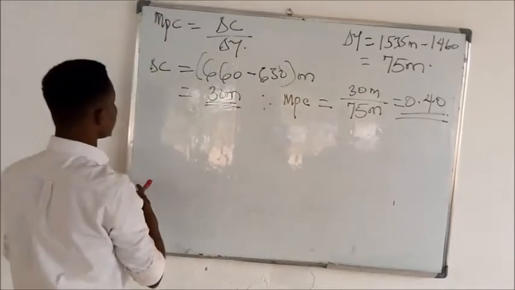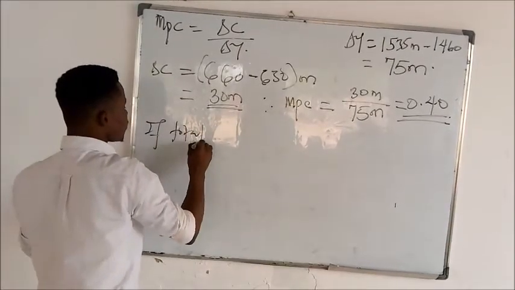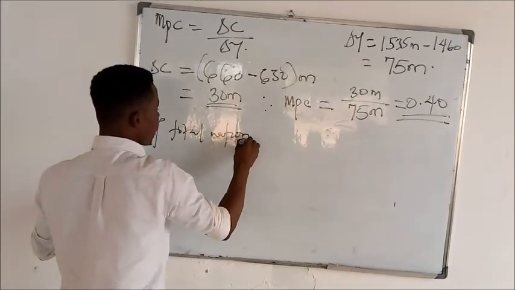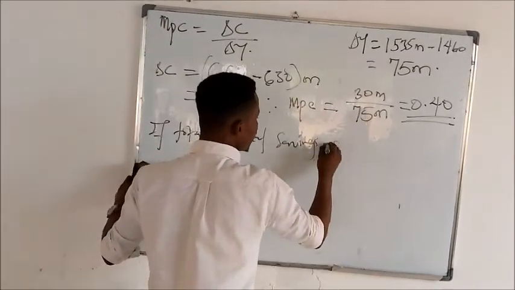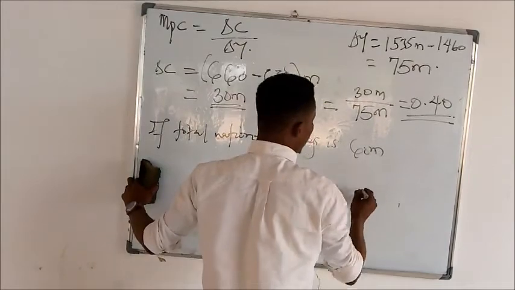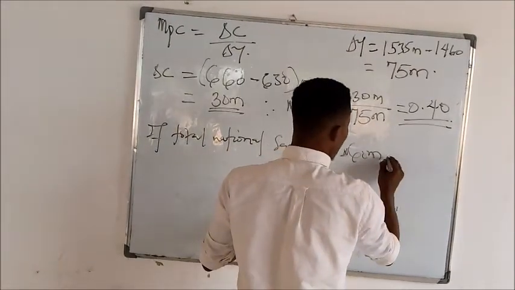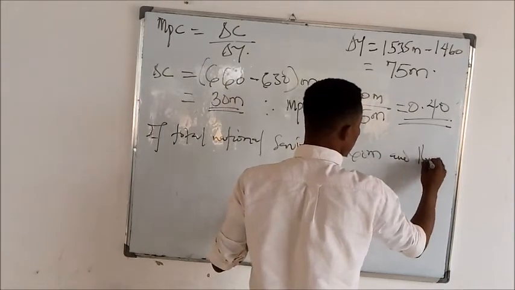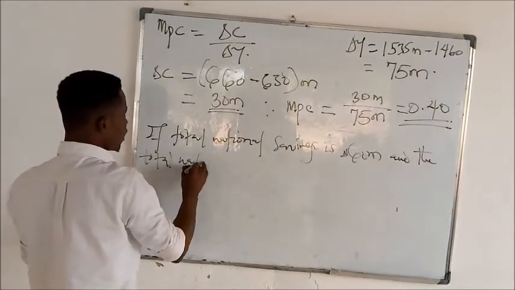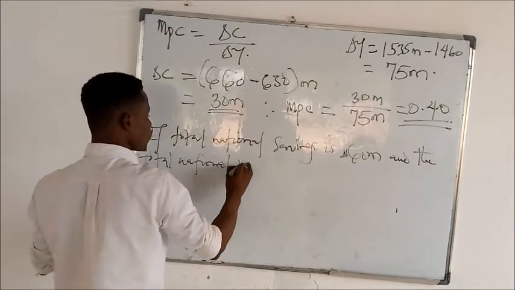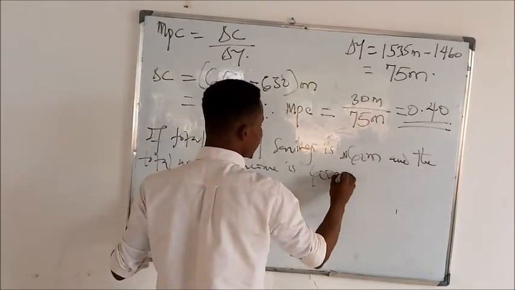And total national savings. If total national savings is 60 million naira, and total national income is 600 million naira, yes?